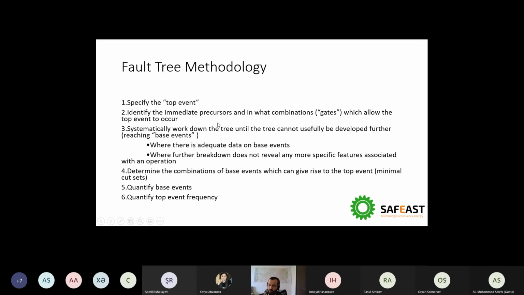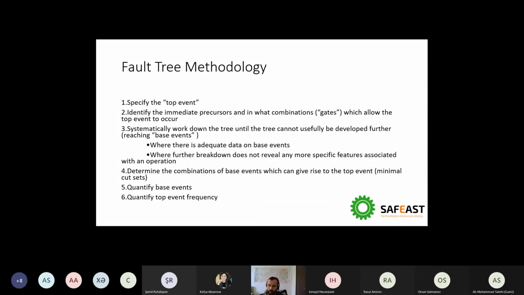Then you need to identify the immediate precursors and in what combination. We call these combinations gates. I'm sure that you have some familiarity from probability theory: what does AND mean, what does OR mean? You will see many AND and OR gates in fault tree methodology, and sometimes we use Boolean algebra. I will mention this in the presentation as well.